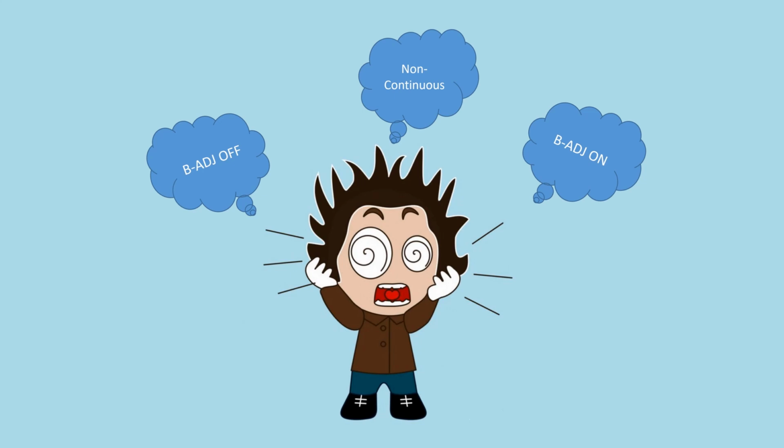B-adjust versus B-adjust on versus B-adjust off versus continuous. What's the difference here? In order to understand that, first you have to understand how futures work.